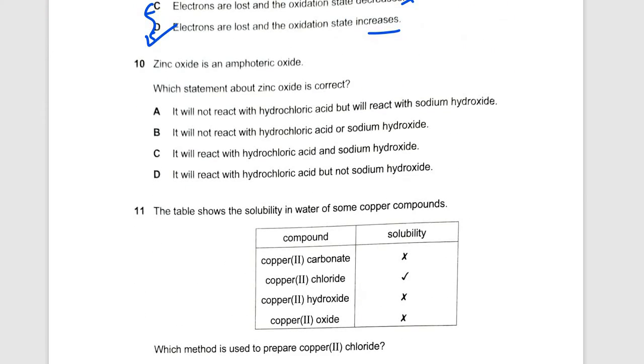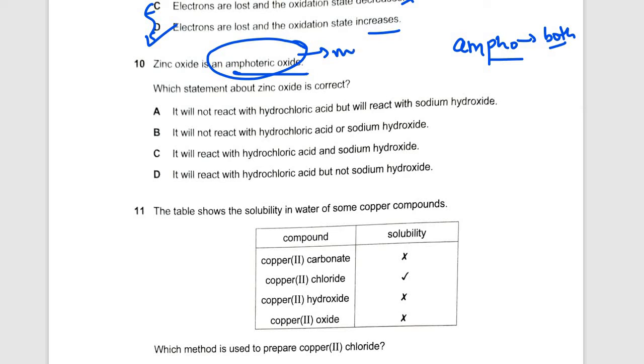Now question number 10, zinc oxide is an example of an amphoteric oxide. Ampho or amphi means both, like amphibious, the animals who live on the land as well as in the water. So here, amphoteric oxides are metal oxides which can react with acids as well as alkalis. That's why they are called amphi, meaning it has both properties.